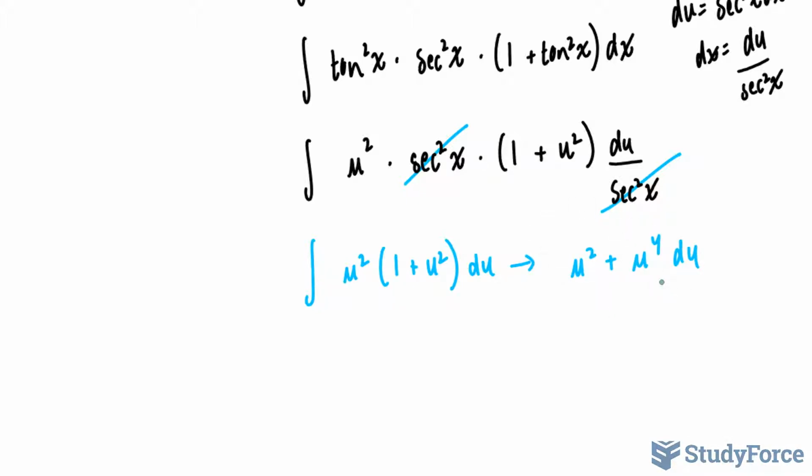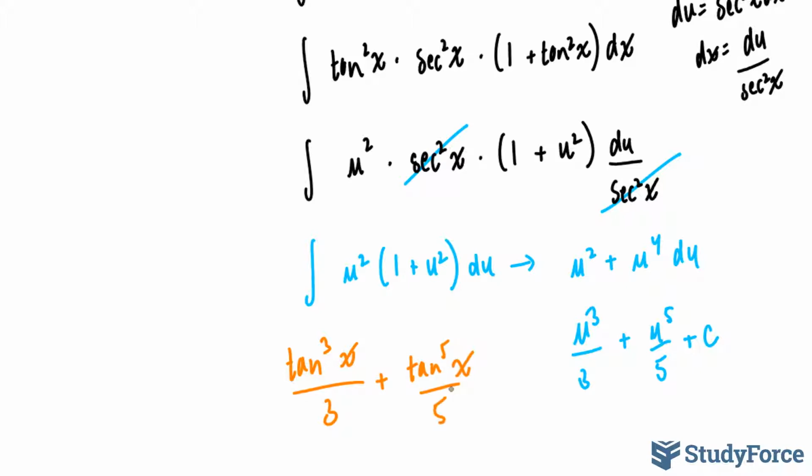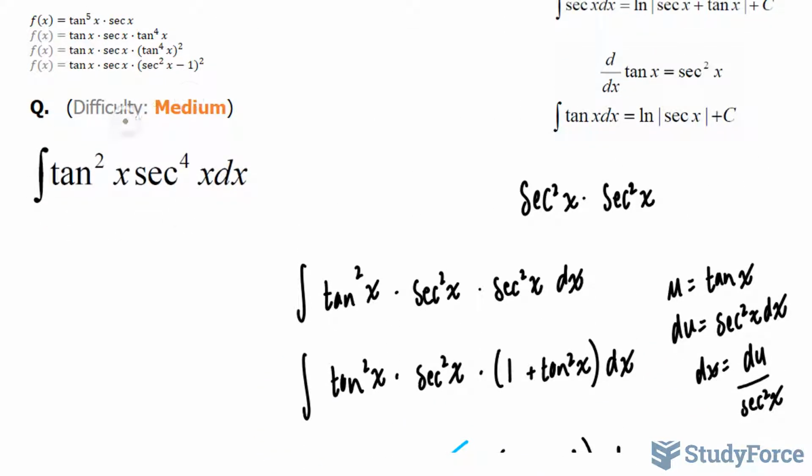This is a fairly simple function to integrate. Now, we know the integral of u to the power of 2 becomes u to the power of 3 over 3, and this becomes u to the power of 5 over 5 plus c. All we have to do now is replace our u back with what we set it as, and if you remember, we set it as tangent. So our final answer becomes tangent to the power of 3x over 3 plus tangent to the power of 5x over 5 plus c. This right here represents the integral of the following function.